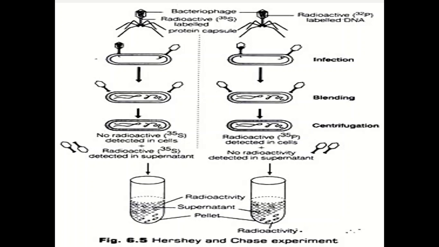So this is the figure which is showing the Hershey and Chase experiment, in which you are seeing the different steps. First is infection, second is blending and third is centrifugation. So in this diagram you are seeing how this radioactive S35 is incorporated into the protein capsule, and how this radioactive P32 is incorporated into the DNA, and how the steps, that is infection, blending and centrifugation, are taking place.